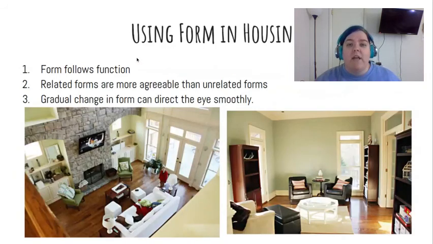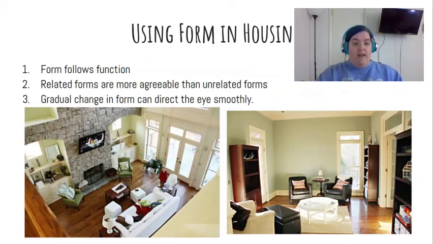So what does form look like in housing? Well, we want form to follow function. Related forms are more agreeable than unrelated forms. So if you have a home that has a single room with all different types of forms in it, all four of them, it's going to be really chaotic and overwhelming, and you're going to realize that there's no central theme or idea. It's going to look busy and messy, and that's not something you necessarily want. It won't be as inviting as if all your forms were a bit more related.